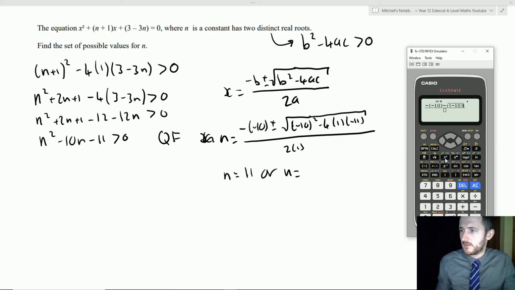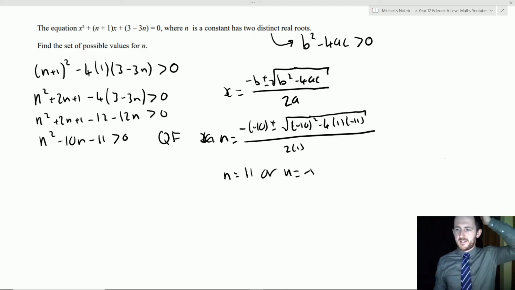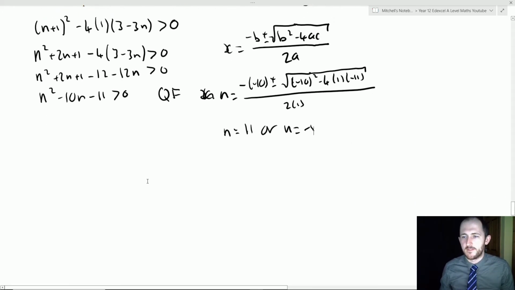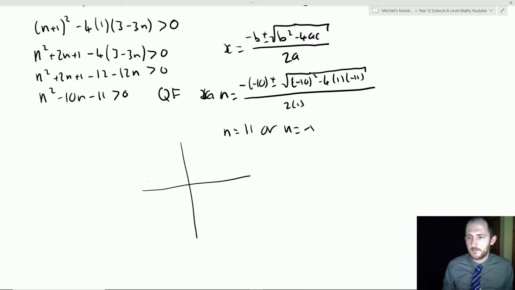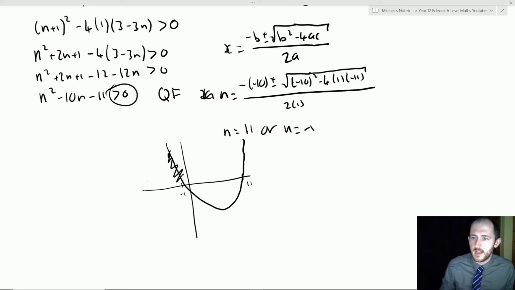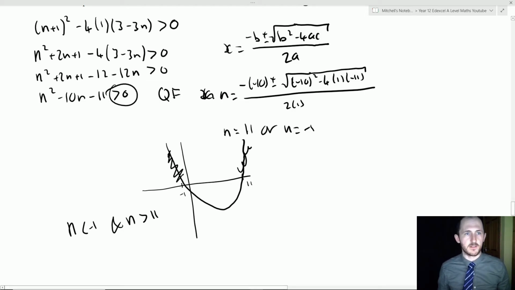Wait, can I? Nah, okay. Oh, minus 1. Oh, that was disappointing. Okay, cool. And again, we're looking for the values that are above the x-axis. So, this is our quadratic. We have 11 and minus 1 and a big U shape. And we're looking for the values above 0. So that's this side and this side. That happens when n is less than minus 1 and n is greater than 11. So that's our answer.